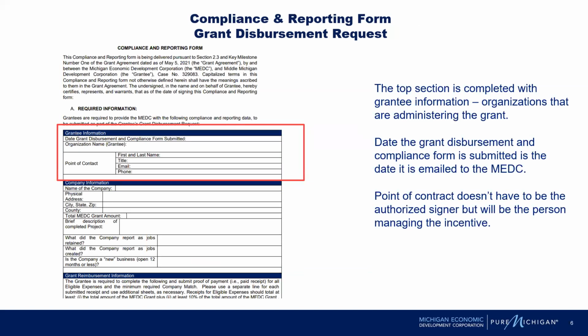And then the final section is the compliance and reporting form. The top section of this form is completed with the grantee information. So for organizations that are administering the grant, your city, the DDA, if you're an EDO, you fill out the top section. You can date the grant disbursement compliance form with whatever date you'll be submitting these documents to the MEDC. And then make sure to include a point of contact. That doesn't have to be the authorized signer, but it will be the person managing the incentive. In some cases, that's the same person.